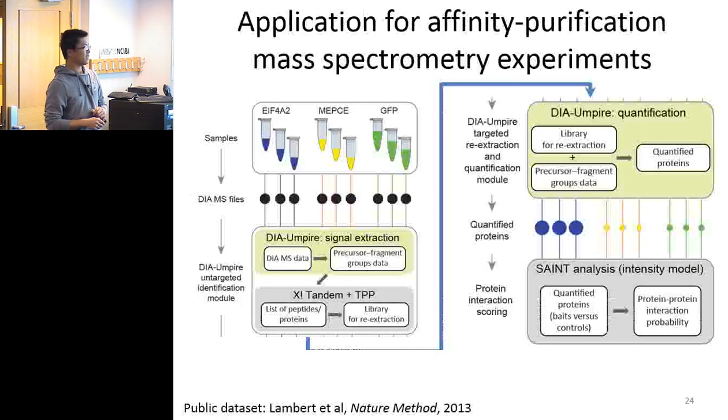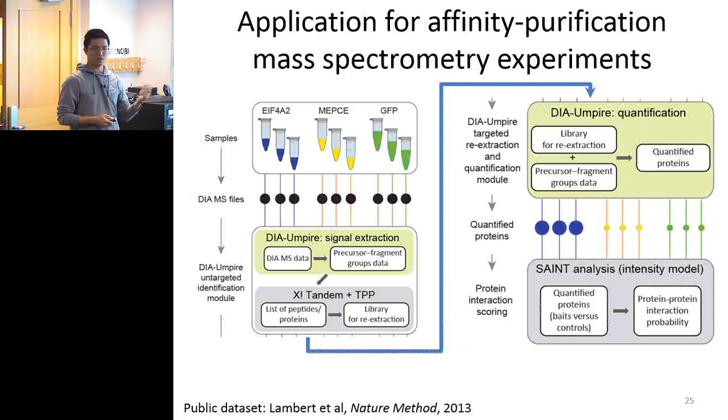And then we apply the whole pipeline to an affinity purification mass spectrometry experiment. APMS is basically to capture protein-protein interactions using a mass spectrometer. For example, you want to monitor this EIF4A2 protein interactome. So you use an affinity tag or something to capture that protein, and hope that other proteins that interact with this protein will be captured altogether.